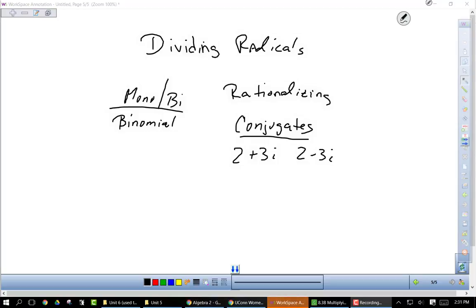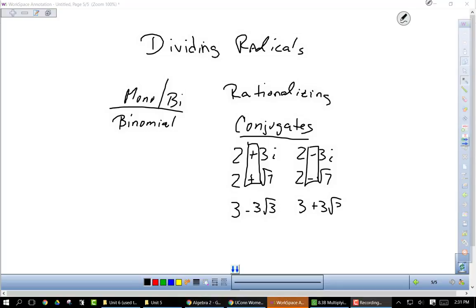We did also talk about square roots a little bit. We talked about, say, 2 plus root 7, and the conjugate of that was 2 minus root 7. Remember, the only thing that we flip is the sign between the numbers. We don't flip anything else. So if it was 3 minus 3 root 3, then the conjugate would be 3 plus 3 root 3. Again, this sign is the only one that flips. Everything else does not.